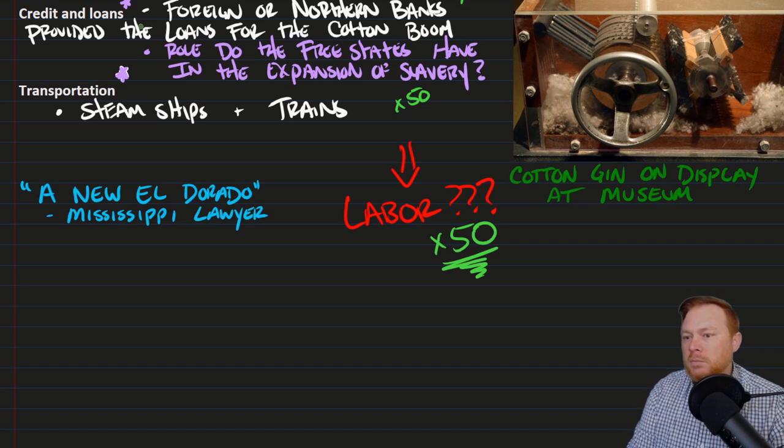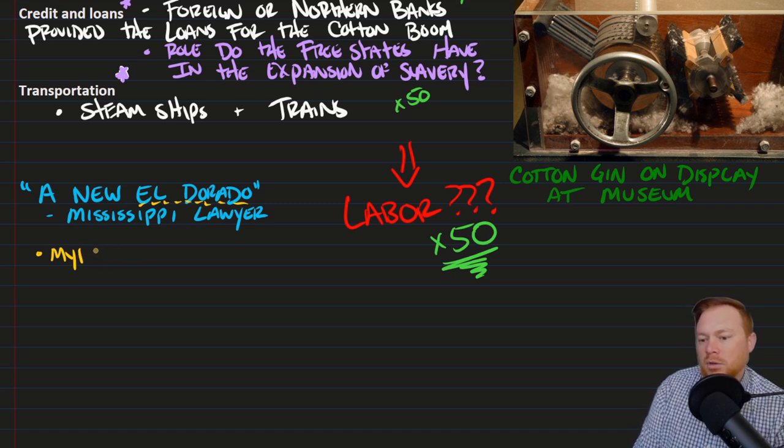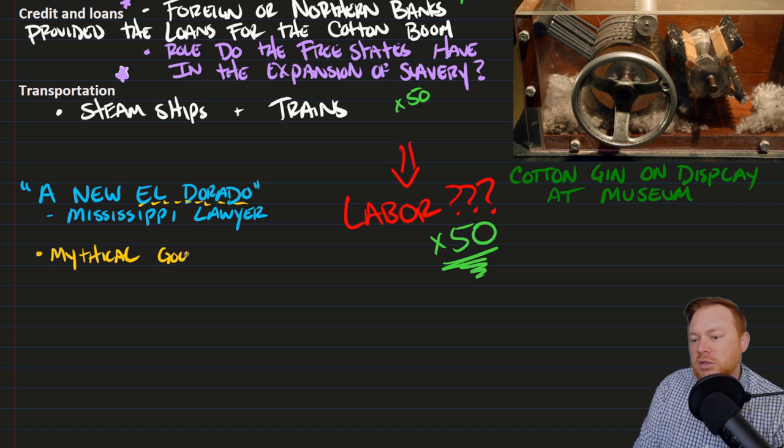Of this cotton boom, a Mississippi lawyer remarked this was a quote unquote new El Dorado. El Dorado, if you're not familiar, this is the mythical golden city that Spain, we'll just say, searched for, right?